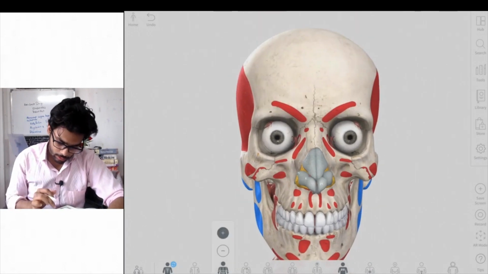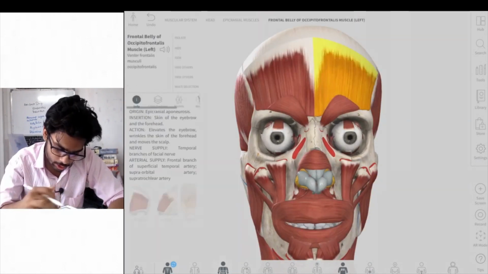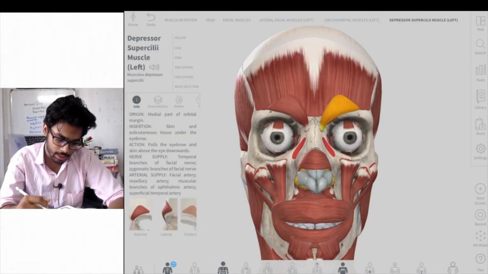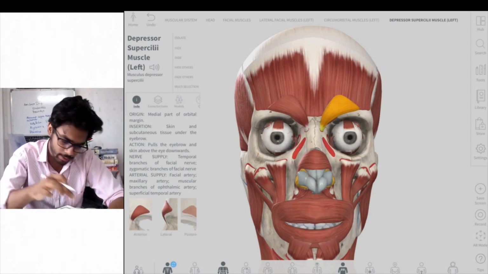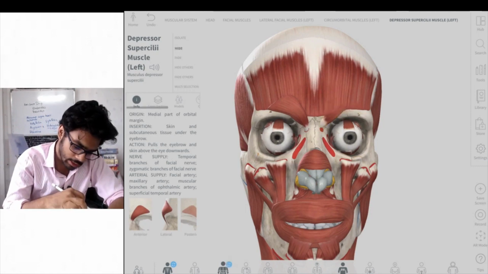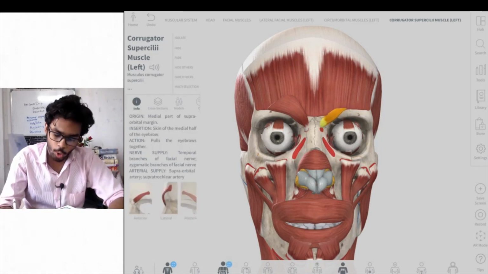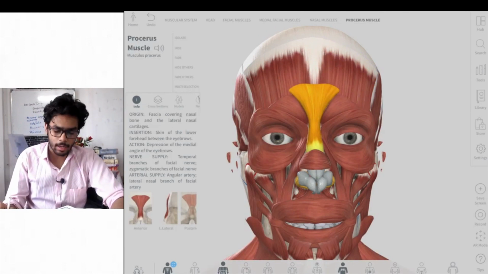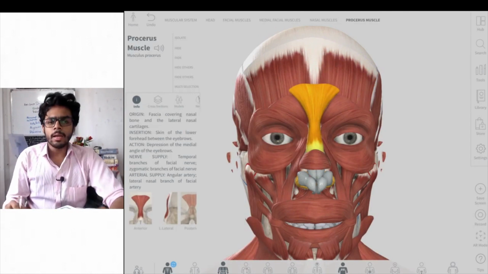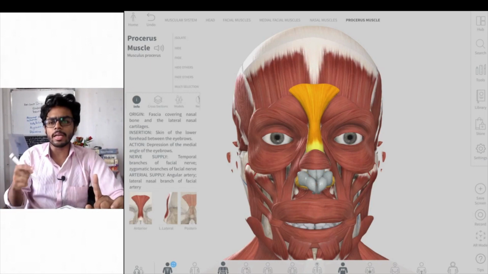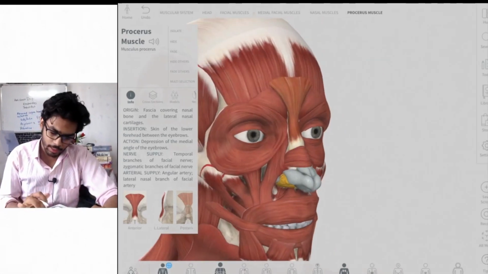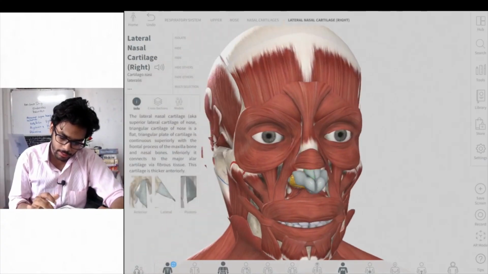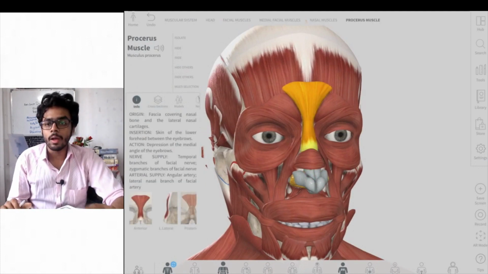Now I will show you these structures which we studied. See the structure. This is the frontalis which we studied. This structure is the depressor supercilii muscle, and when you hide it, inside this structure is the corrugator supercilii muscle. And here this muscle is the procerus muscle. What is this procerus muscle? It is the muscle which is covering the nasal bone and lateral nasal cartilage. Can you see? This is the nasal cartilage, and this procerus muscle is covering a part of the nasal cartilage.